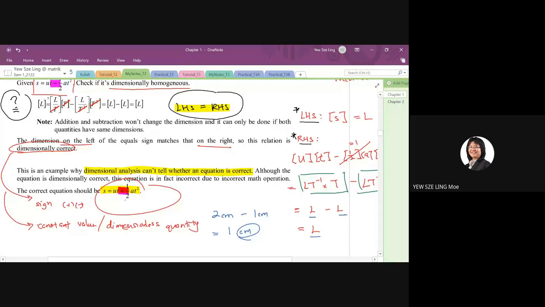Okay, so sometimes maybe they just give you an equation S equals to ut minus 3at squared. You can still get dimensionally correct, but it is an incorrect equation. Right? So because of this reason, it cannot tell you the sign is correct or not. It cannot tell you whether the dimensionless quantity, especially the constant value, is correct or not. So you can only use it to check dimension. You cannot use it to prove that an equation is correct.